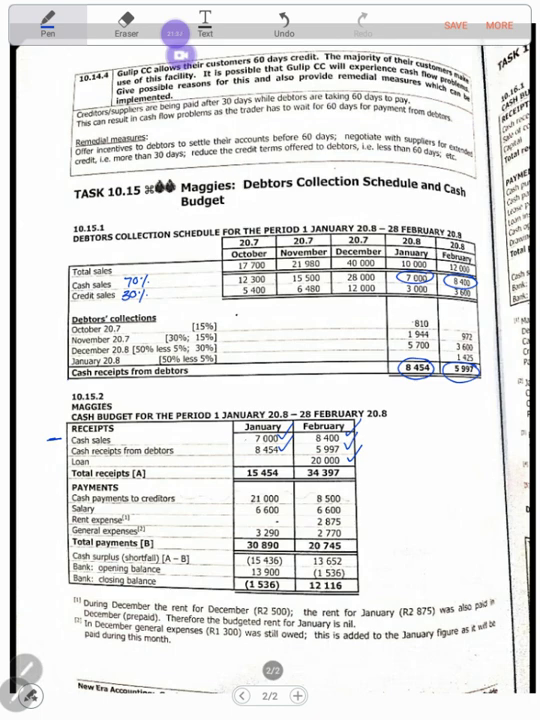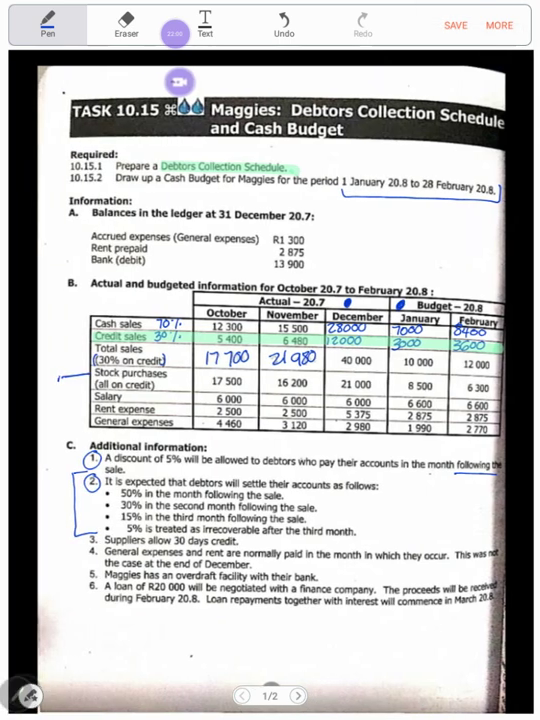Then we have February: 8,400 plus 5,997 plus 20,000, and it will give me total receipts worth 34,397. Now, ladies and gentlemen, we are going to move on to the payments section: how money will be leaving the business's bank account within the months of January and February.